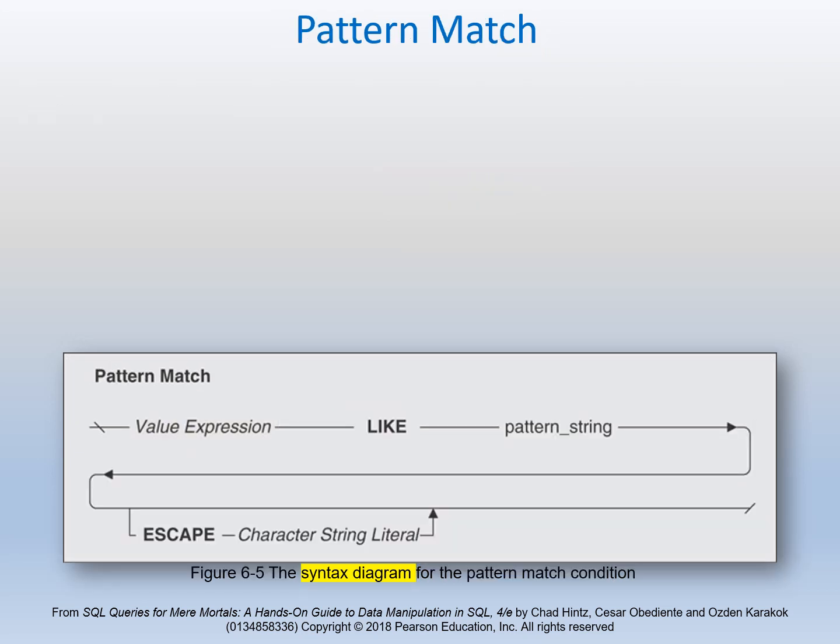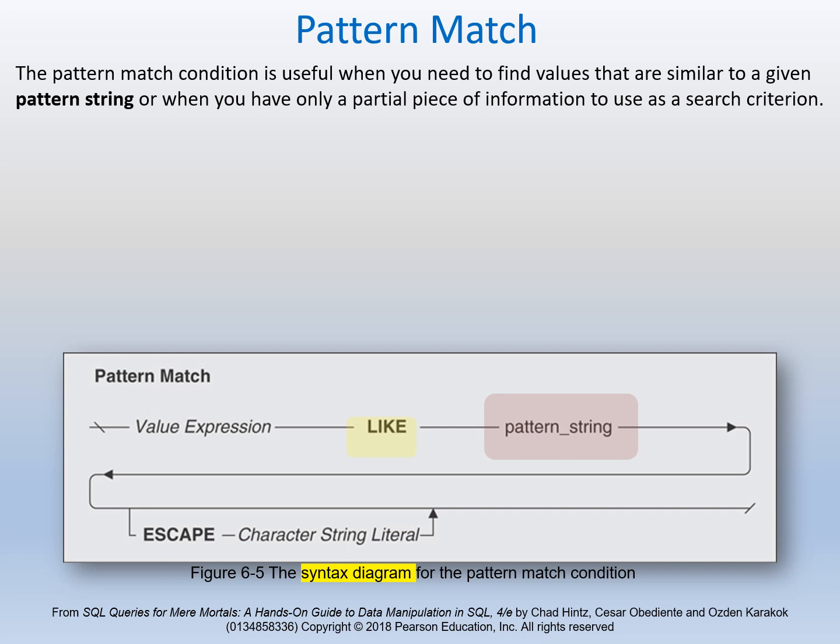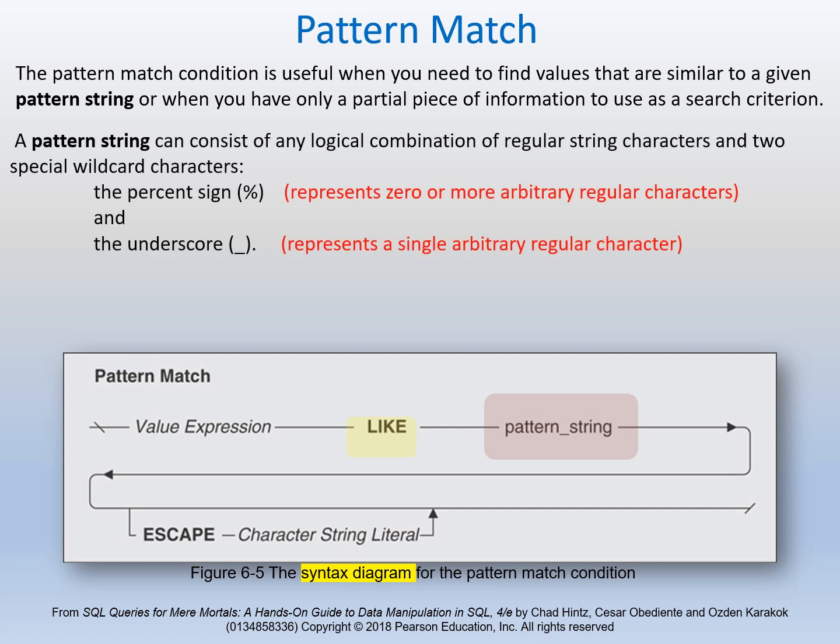Up until now, we have made comparisons with exact values. What if we want to just match a pattern? The pattern match condition is useful when you need to find values that are similar to a literal string or a pattern string and do not have to match exactly. In that case, we can use the percent symbol to represent 0 or more characters, or if we want to represent just one character, we can use the underscore.